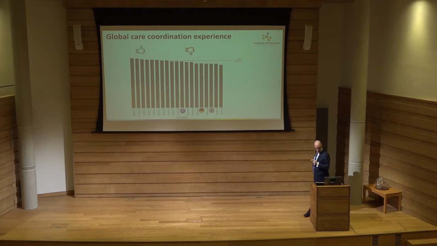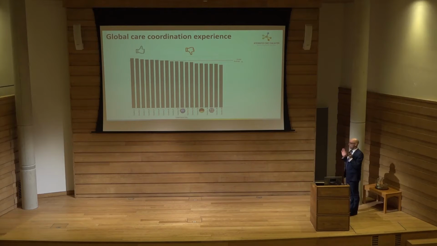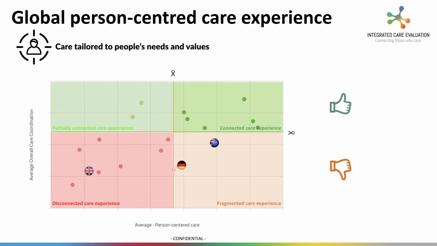Why those countries? Because my assumption was, before I started this research, these are countries which are ahead with their integrated care and care coordination policies, so they should score around here. But they didn't. And that's interesting. And why it is, I don't know, but this is what patients tell us. So let's have a look at the global person-centered care experience. Do patients experience that their needs and values are respected in their treatment, basically?